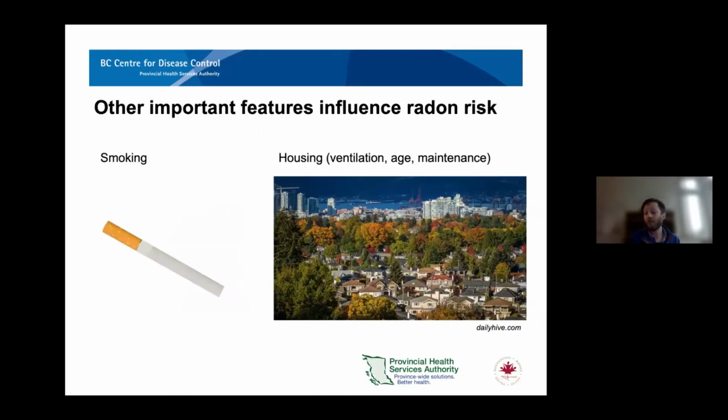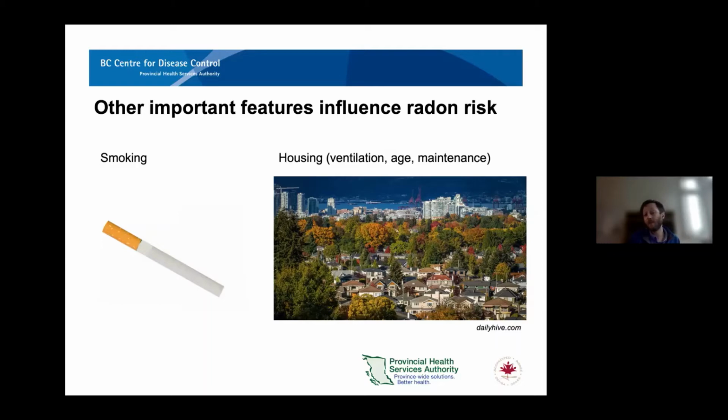There are other very important factors that determine radon risk. Two big ones are shown here. On the left, you see smoking. That's a very important driver of your risk from radon. The carcinogens in tobacco smoke interact with radon in a synergistic, or multiplicative, way. So if you are exposed to high radon and you're a smoker, your risk is greater than just the combination of those two factors alone. They interact and multiply each other.